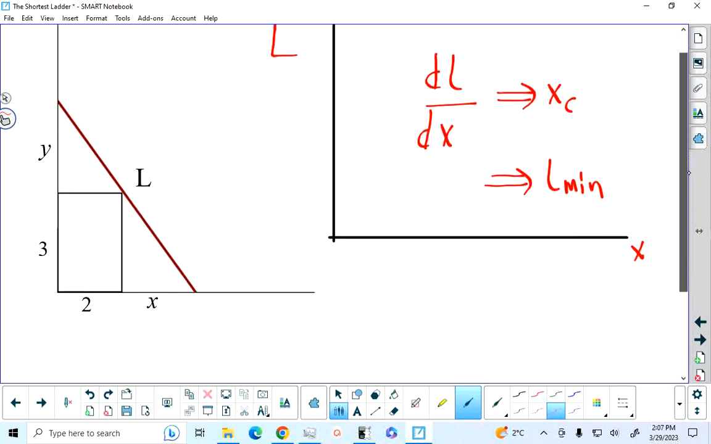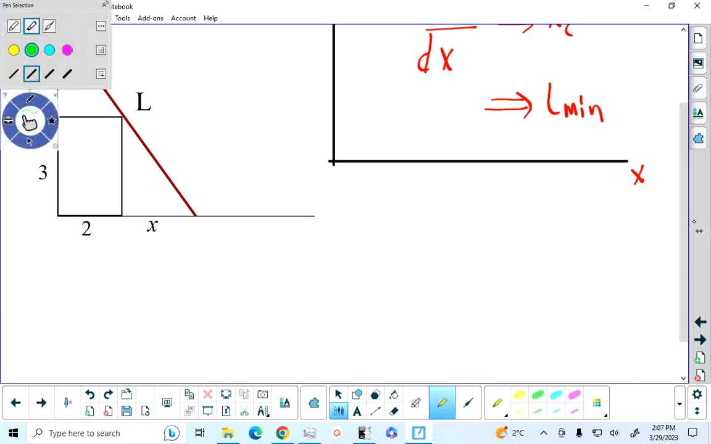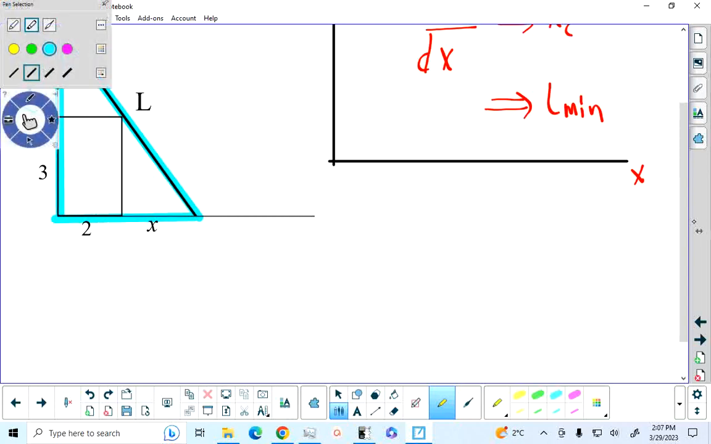Well, unfortunately, we can't just dive right in and get L equals a function of x. But what we can do is use the Pythagorean theorem to at least get started. In this large triangle, and I believe we did this part in class, the hypotenuse is the thing that we want to optimize. And the hypotenuse squared is equal to the sum of the squares of the other two sides.